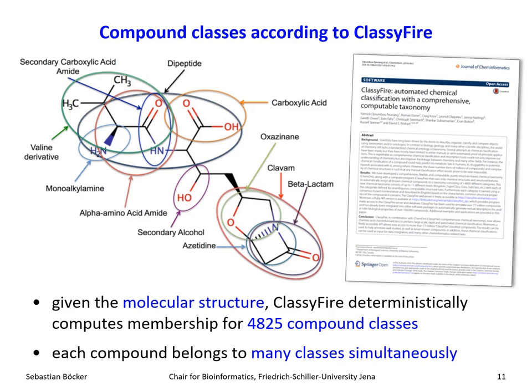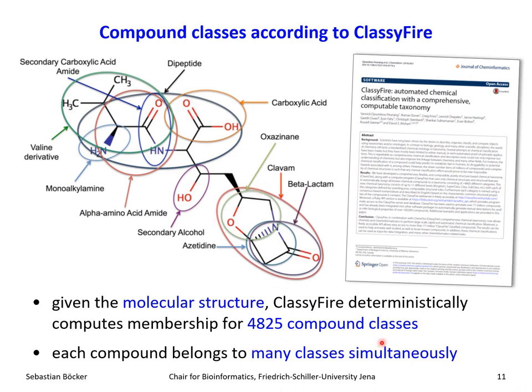So we started to think about compound class prediction as early as 2015. But when we noticed that there were these problems with compound classes, we didn't really think this was possible. And then in 2016, we were super happy that the group of David Wishart came up with Classifier, which is a beautiful tool that allows you to deterministically compute the membership of any molecular structure in 4,825 compound classes.